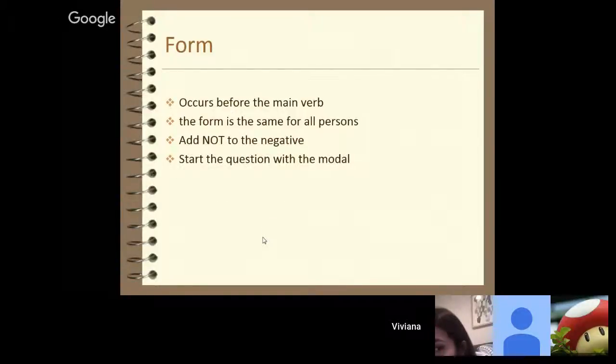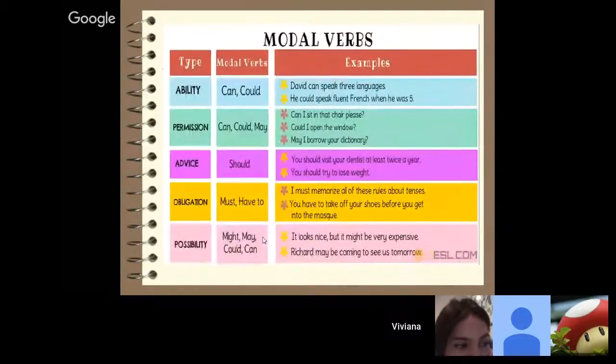We start the questions with the modal verb. So, will you do your homework? Should we go to have dinner? Can we start the lesson? Etc. And there is no infinitive. Okay, we have the modal verbs.